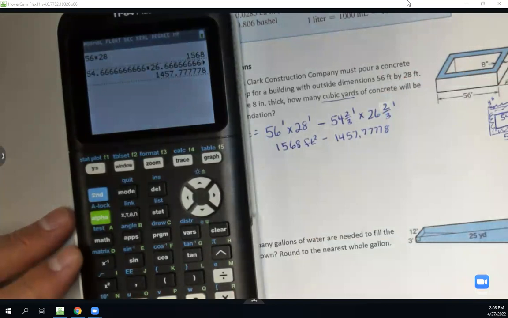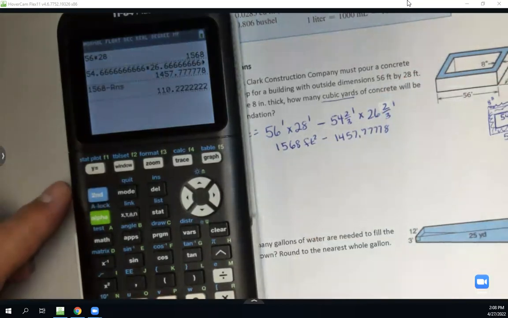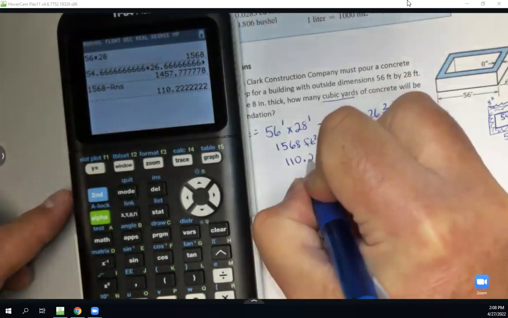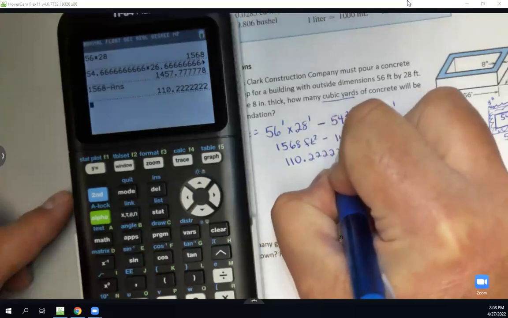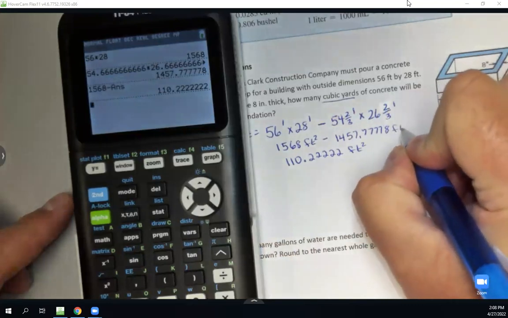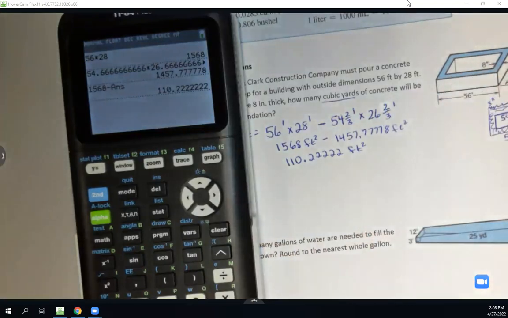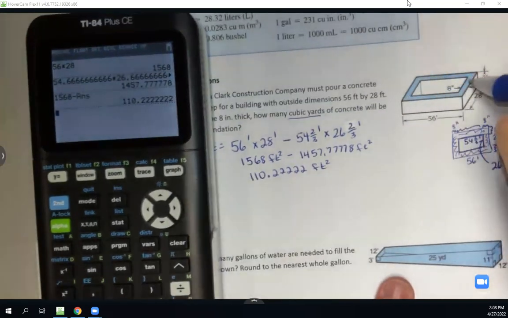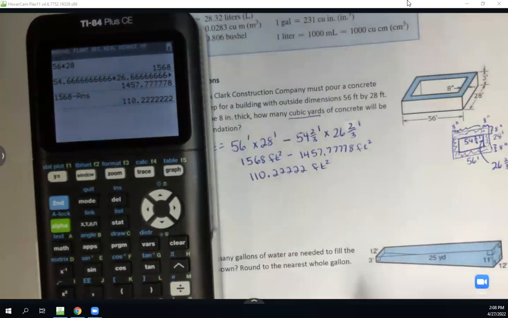And so if I take 1,568 minus that, that is 110.2 repeating square feet. That was square feet there as well. Does that make sense? So the area that you can see in blue right there, that is 110.2 square feet. And the 0.2 repeating is really 2/9.